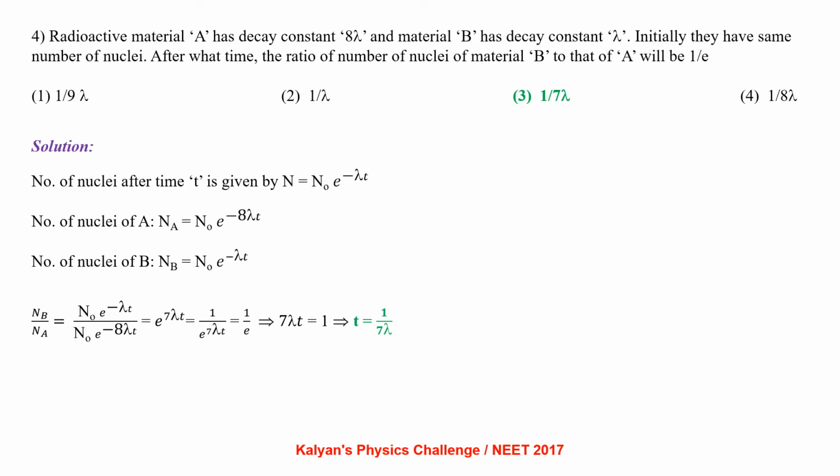The number of nuclei at any time t is given by N equal to N0 e power minus lambda t, where N0 is the initial number of nuclei, lambda is decay constant, and N is the number of nuclei active at this time. If you write this formula for A and B separately, you get NA equal to N0 e power minus 8 lambda t, NB equal to N0 e power minus lambda t. Take the ratio, which should be equal to 1 by e. So when you simplify, we get t equal to 1 by 7 lambda.